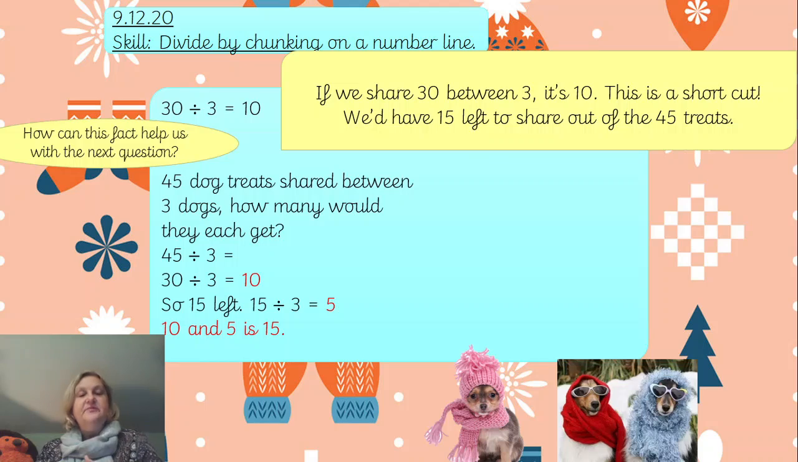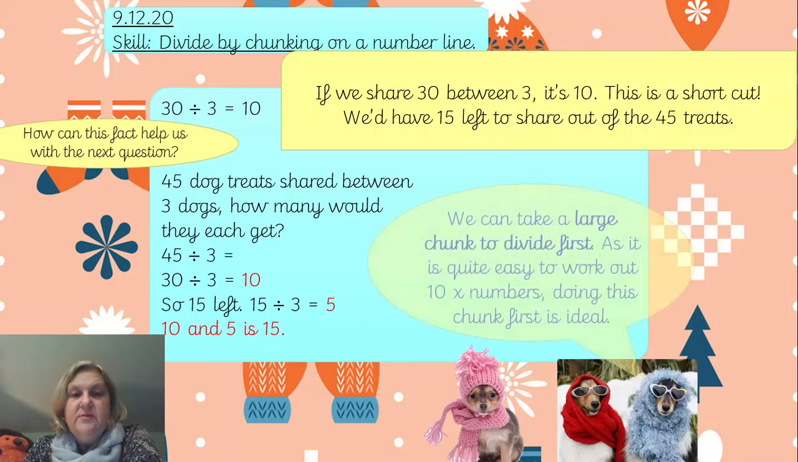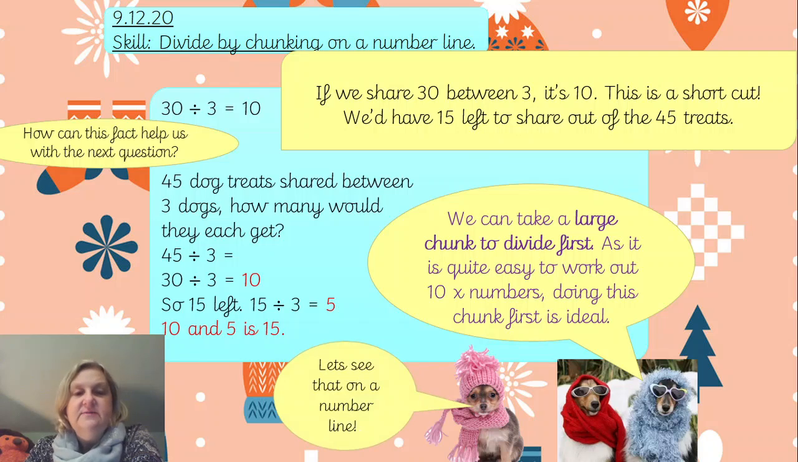and then we can recombine those two answers, 10 and a 5, to get to 15. Okay, so essentially there are quite a few steps to this, and there's a lot of places where you think you can maybe slip up, but if you keep on track and follow what we're going to do, it will become really quite useful. It's going to become a really good strategy for higher numbers, and as we know, we're moving on to quite higher numbers. So we can take a large chunk to divide first. As it's quite easy to work out the 10 times number facts, doing this first chunk is ideal, and it makes it a lot simpler than repeating from one right way back from the beginning.